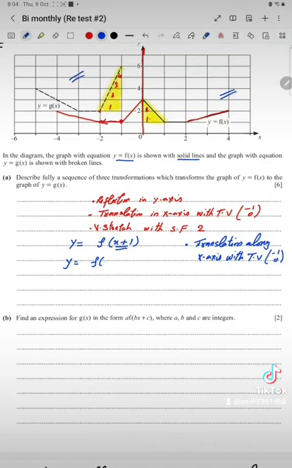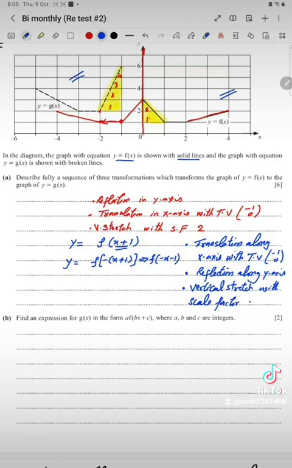Or you can say you can multiply this x + 1 with minus, so this is the same as f of minus x minus 1, and we can say that the second transformation is reflection along the y-axis, and the final one is a vertical stretch with scale factor of 2, so it means you need to multiply it, giving 2 times f of minus x minus 1. So these are the 3 kinds of transformations.